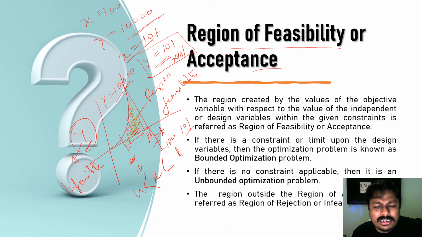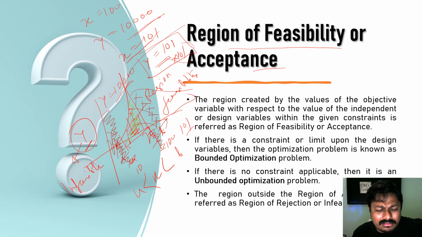But beyond 10, below 10 or above 100, this is the region that you cannot take. This is your region of rejection or region of infeasibility. But suppose there is no limit on this side, then the entire region is your region of acceptance. But this region is still a region of infeasibility.